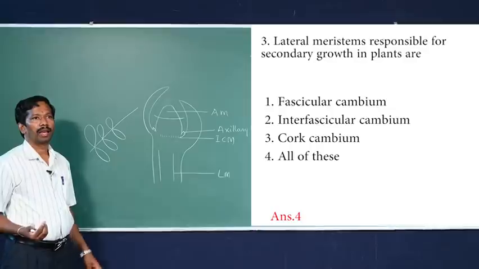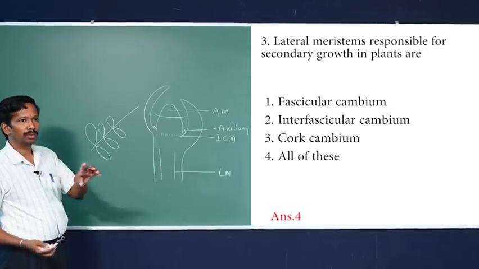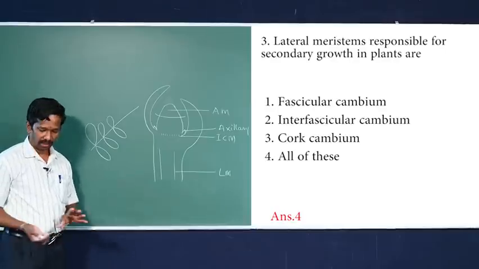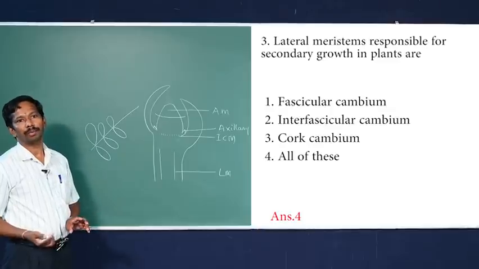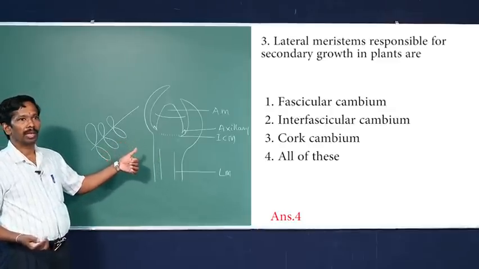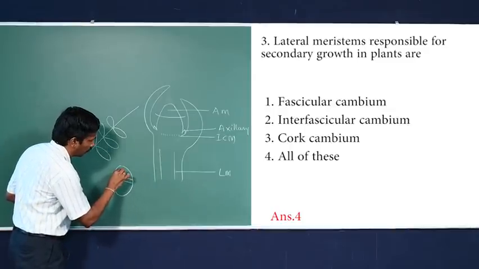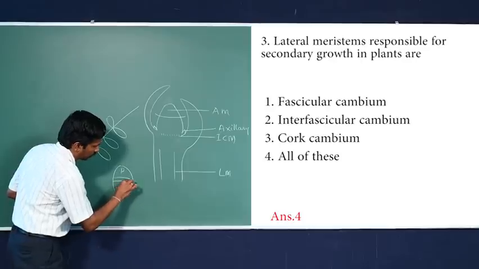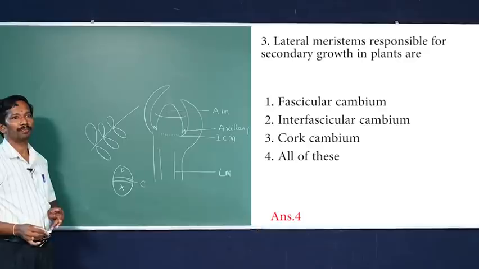Question. Lateral meristems responsible for secondary growth in plants are: option number 1 fascicular cambium, second option interfascicular cambium, third option cork cambium, fourth option all these. Answer is 4, because fascicular cambium is present in between xylem and phloem of the dicot stem, and is comparable to the monocot stem.